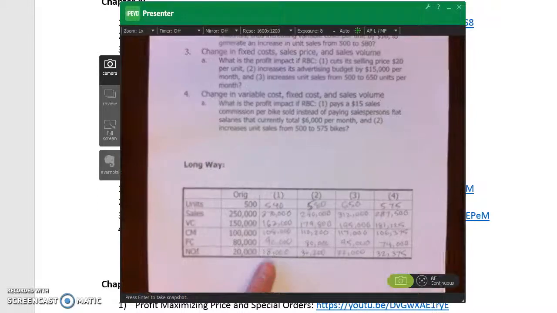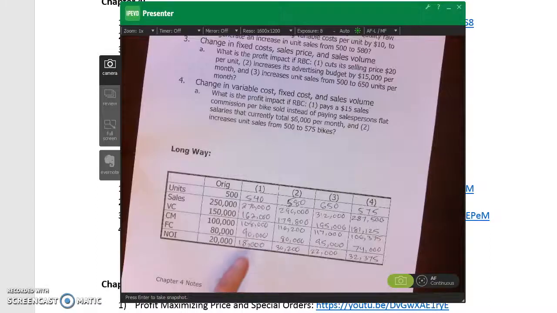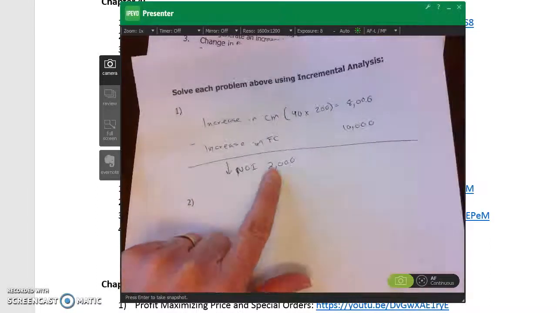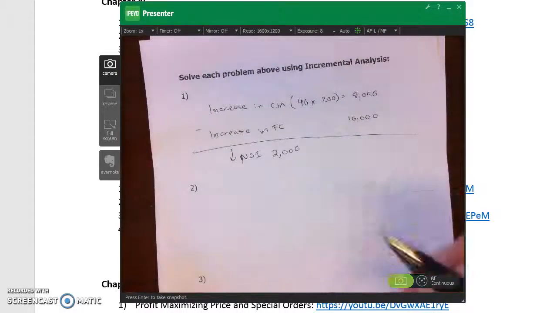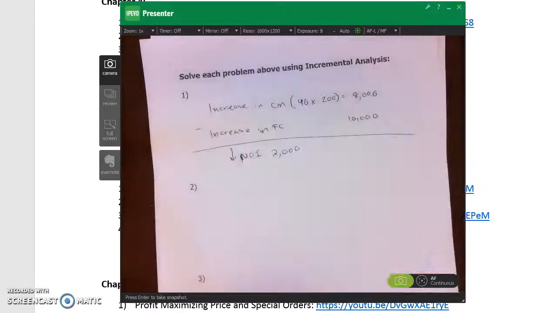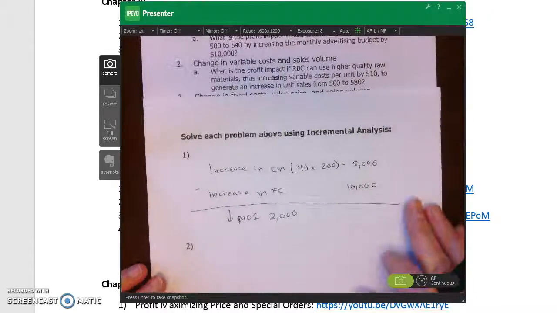This option gave us the profit. You can calculate the impact just by subtracting. And you can calculate the profit by saying, okay, the original was $20,000, went down by $2,000, so the new profit would be $18,000. This is giving you the impact on profit. Okay? So let's look at the second one in terms of our shortcut way.